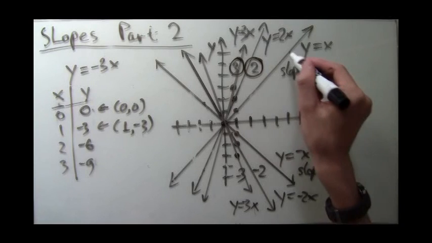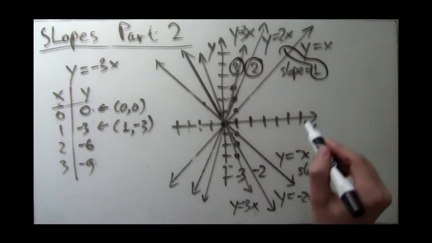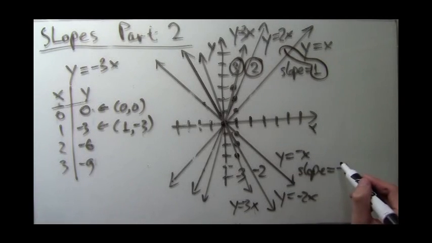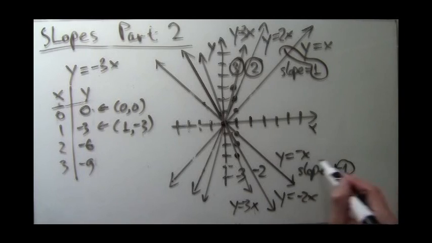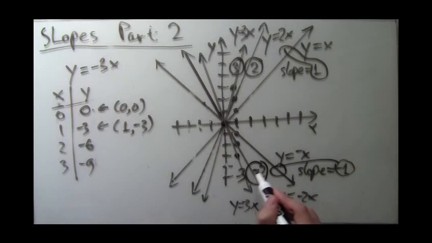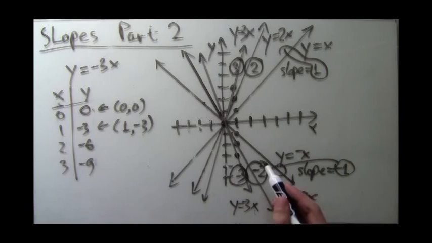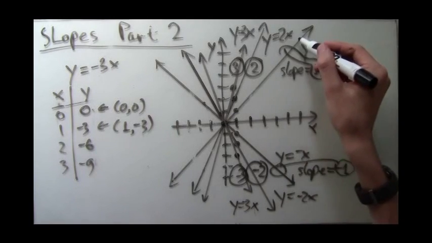I'm just circling all the slopes of these functions and connecting them to the line so that you can better see the connection between the number of the slope and the way the line looks. Also notice that for negative slope, the lines go down. And for positive, they go up.